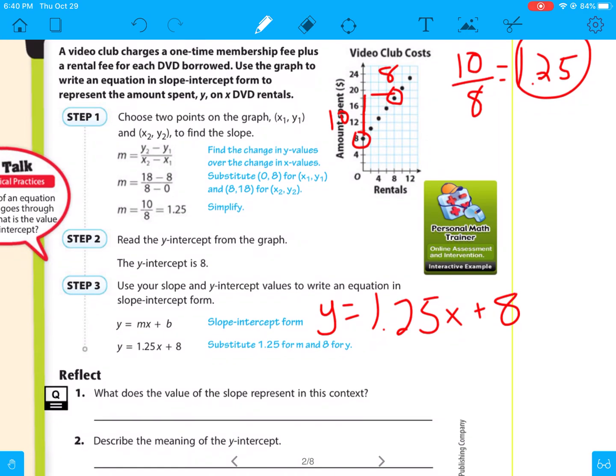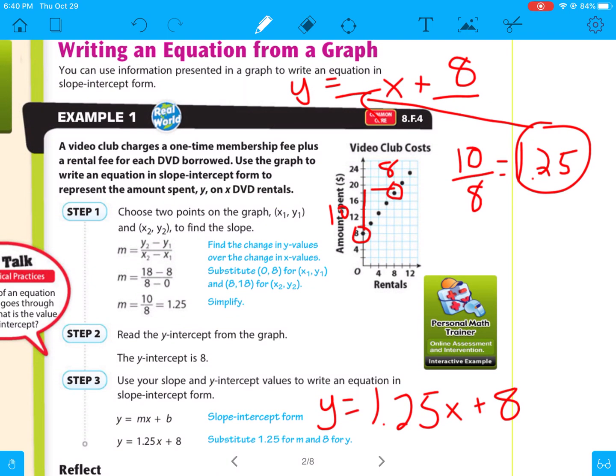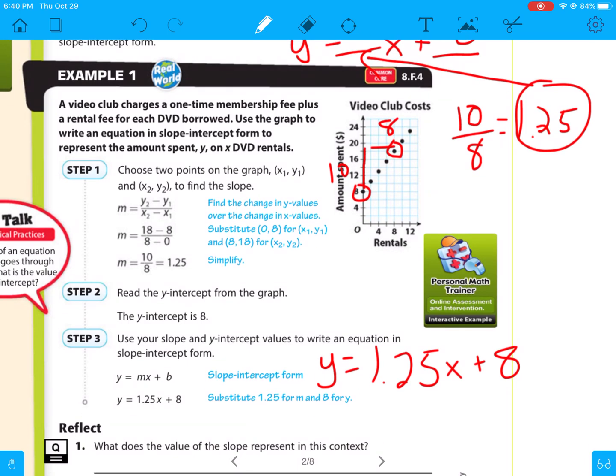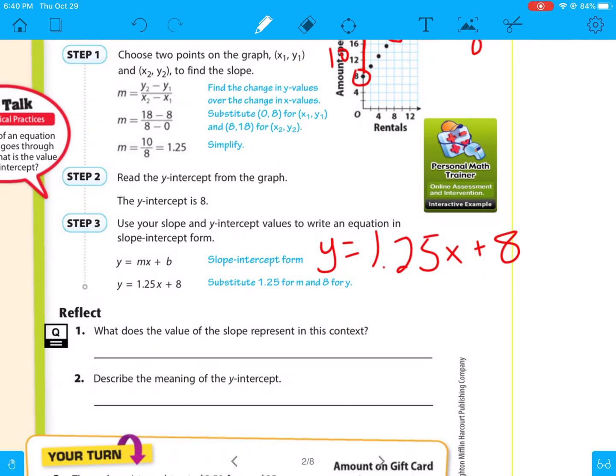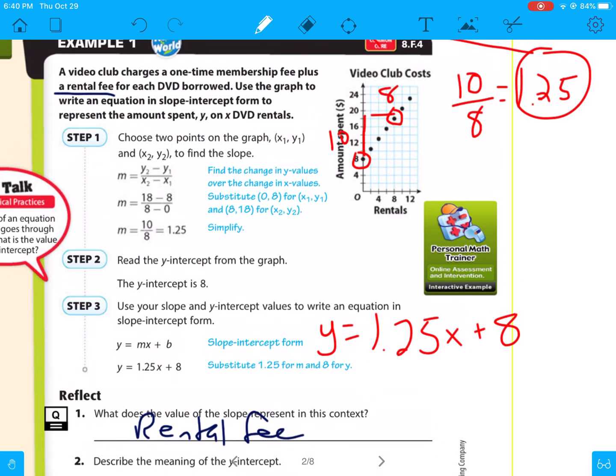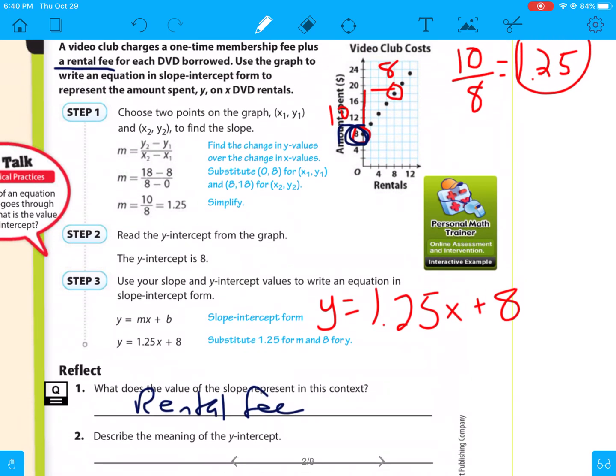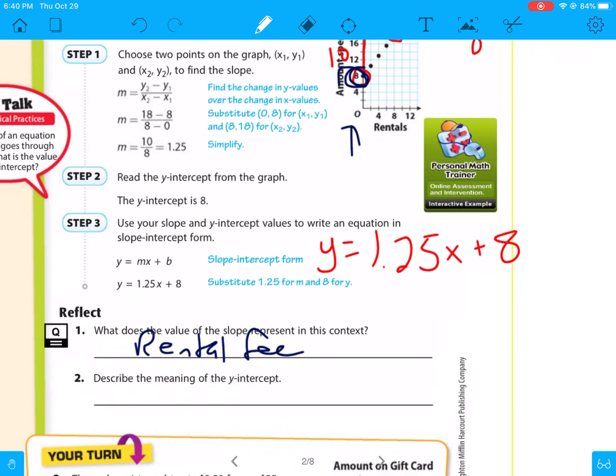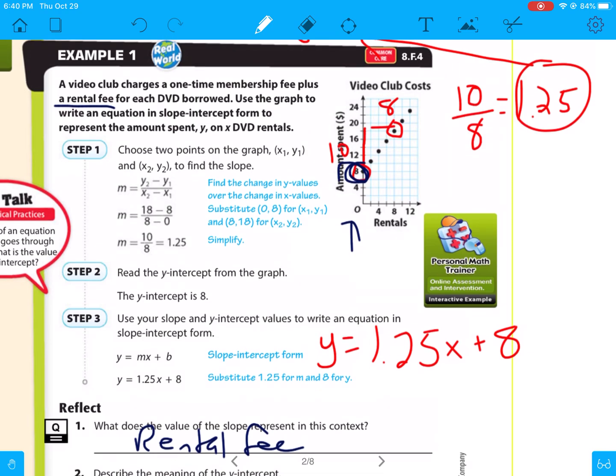So now, what does the value of the slope represent in the context? So it says a video club charges a one-time membership fee plus a rental fee for each DVD borrowed. So it's going to change. Your X value is going to be the rental fee. So the X is the rental fee. Now describe the meaning of the y-intercept. How much does it cost just to join the club? Is your $8. That means if you have 0 rentals, you're still going to pay $8. So the y-intercept is the one-time membership fee.